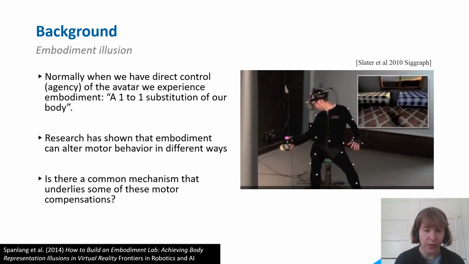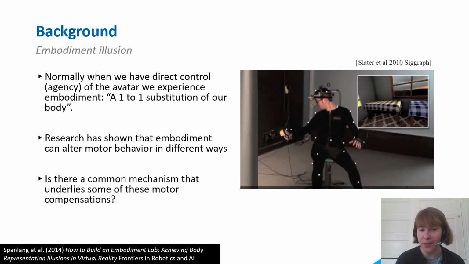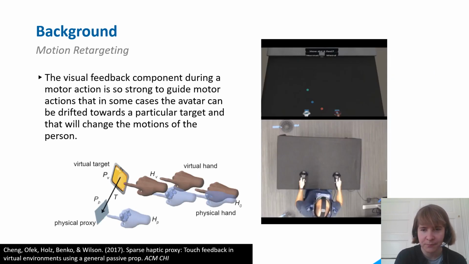Research has shown that embodiment can alter motor behavior in different ways. I will talk a little bit about the different ways we've seen. And there are some common mechanisms that underlie all these motor compensations, and we're trying to find out what it is. That's how we ended up working on figuring out this follower effect.